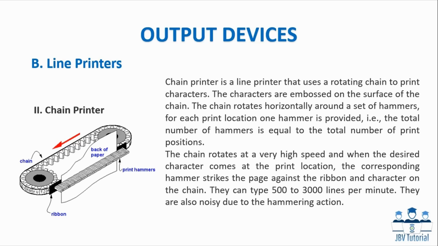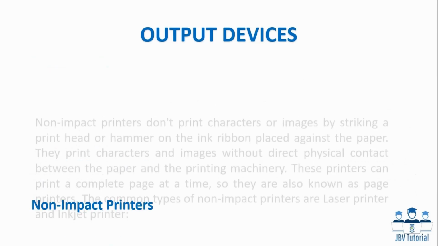The chain rotates at a very high speed, and when the desired character comes at the print location, the corresponding hammer strikes the page against the ribbon and character on the chain. They can type 500 to 3,000 lines per minute. They are also noisy due to the hammering action.